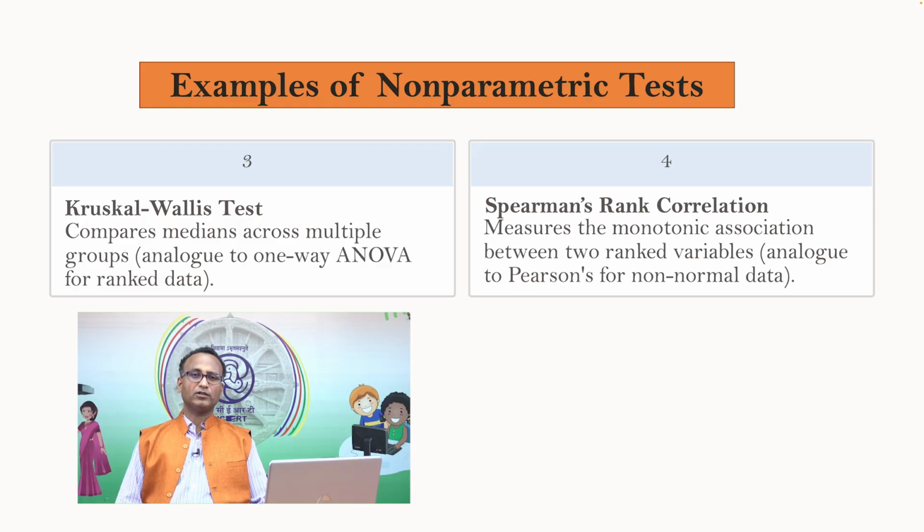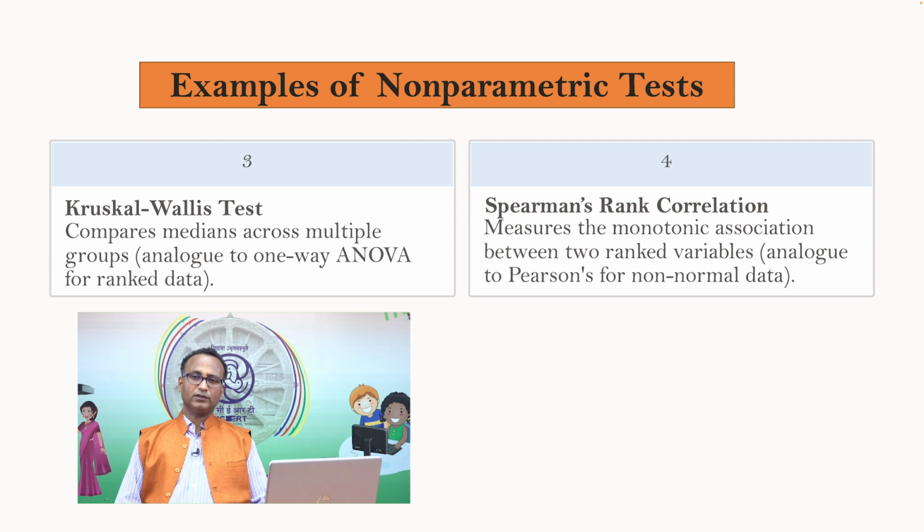And we have the Kruskal-Wallis test. It is very similar to ANOVA, but in ANOVA there are certain conditions. When these conditions are not fulfilled, you can use the Kruskal-Wallis test. Here the mean is not the point of comparison; the median is the point of comparison. So, we can use the Kruskal-Wallis test in place of ANOVA.